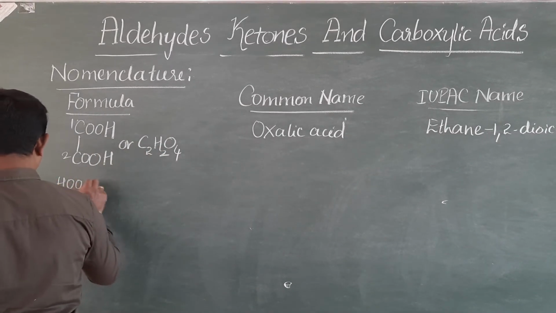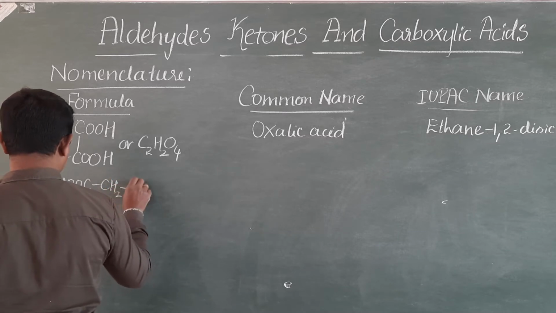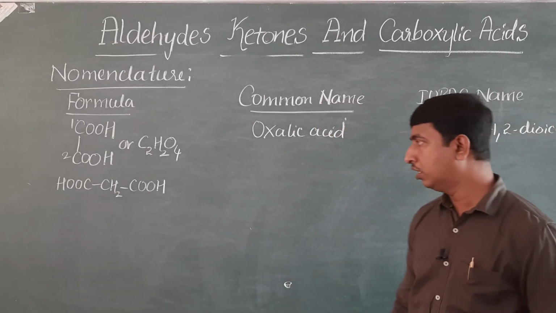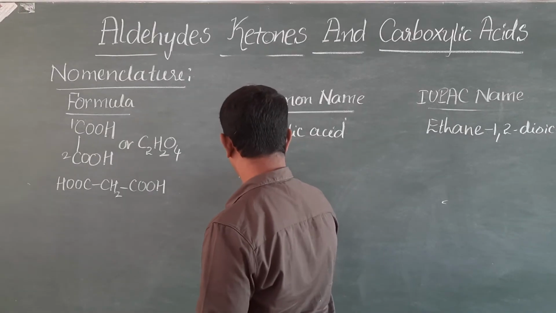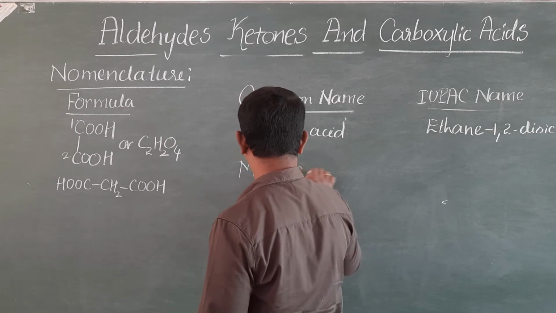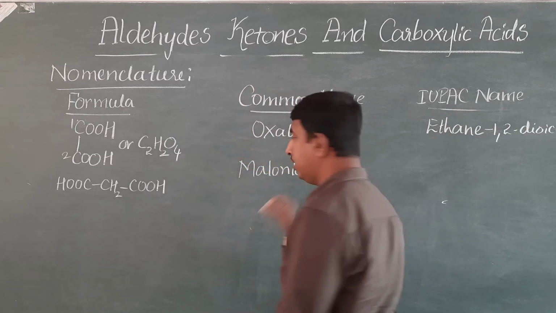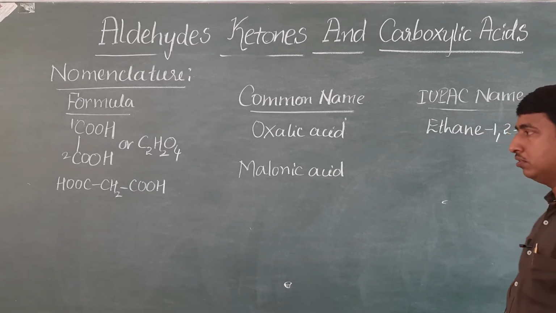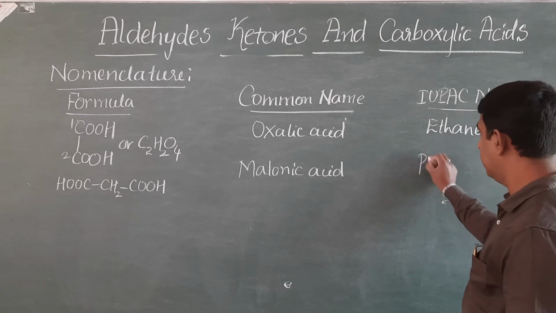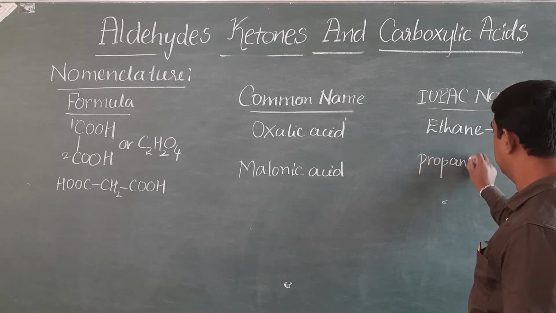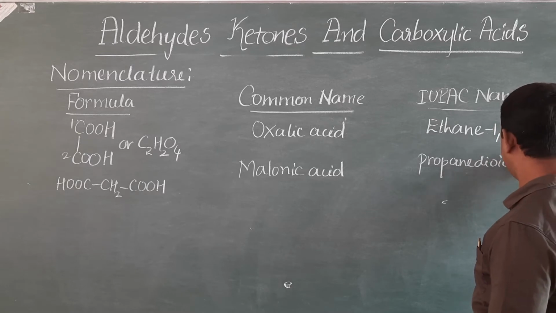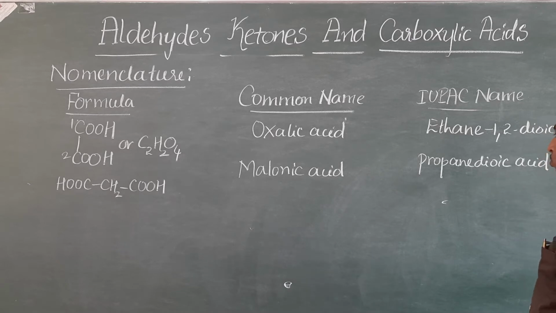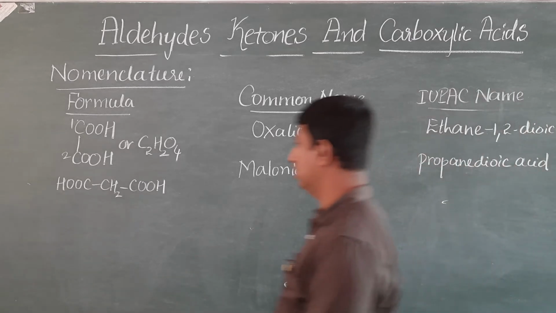Next one, COOH CH2 COOH. This is malonic acid. IUPAC name: count the number of carbon atoms, total number of carbon atoms is 3. So it is propane dioic acid, or I can write the positions also, propane dioic acid.